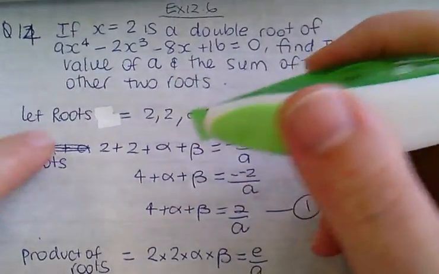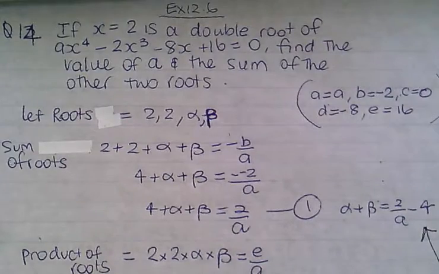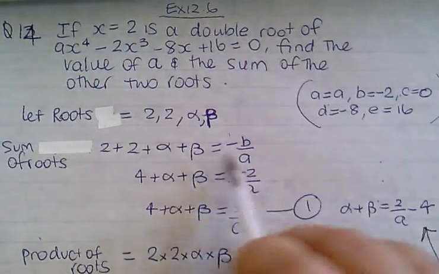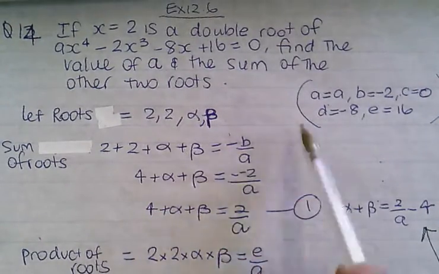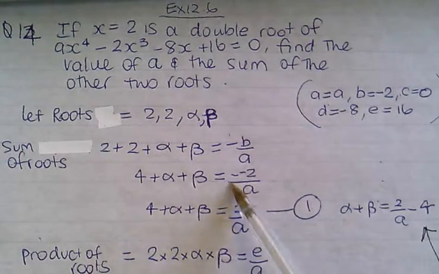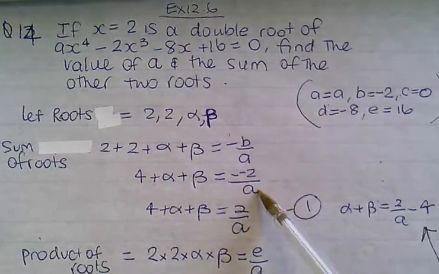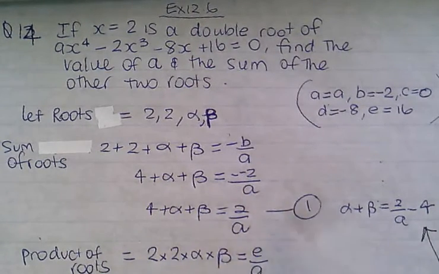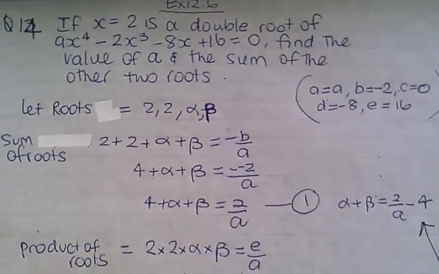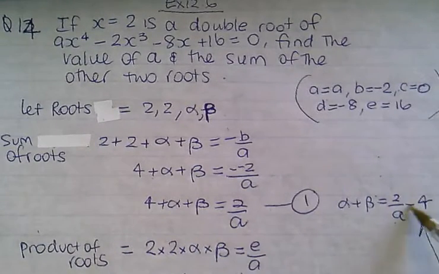So if your roots are 2, 2, alpha, beta, you can do your sum of roots, which just means 1 at a time, okay? Sum of roots 1 at a time is minus b on a. 2 plus 2 plus alpha plus beta is minus b on a, which is 4 plus alpha plus beta is negative, negative 2 on a. So 4 plus alpha plus beta is 2 on a. That is your first equation. You could rearrange it to make alpha plus beta is 2 over a minus 4.